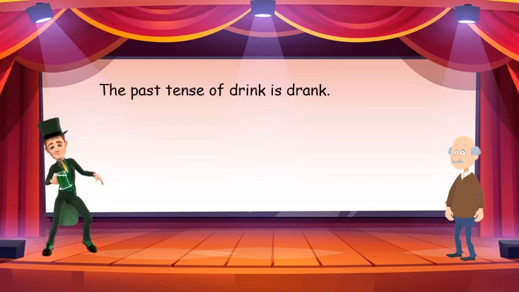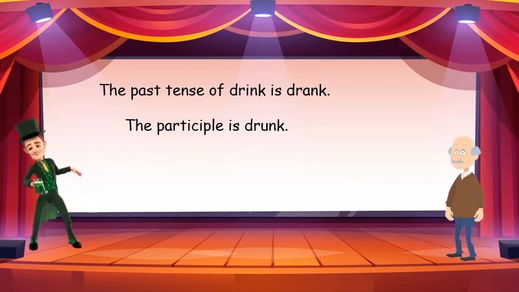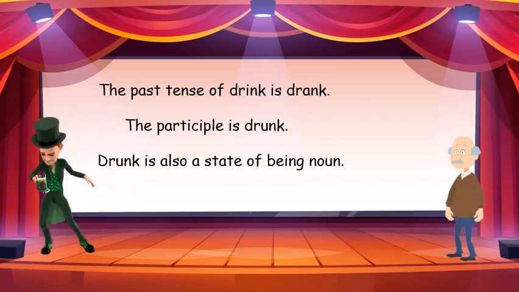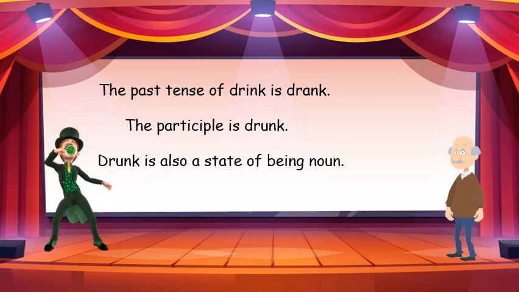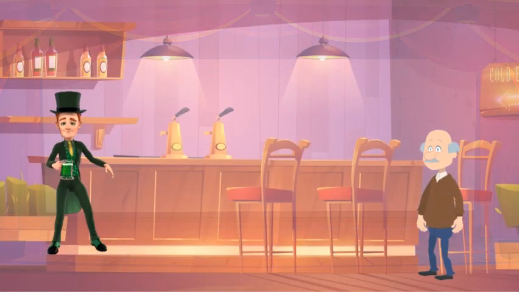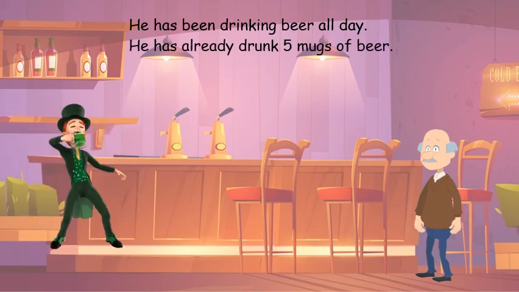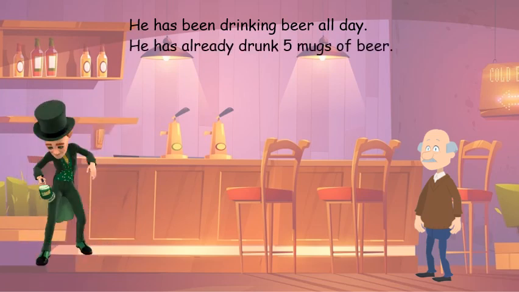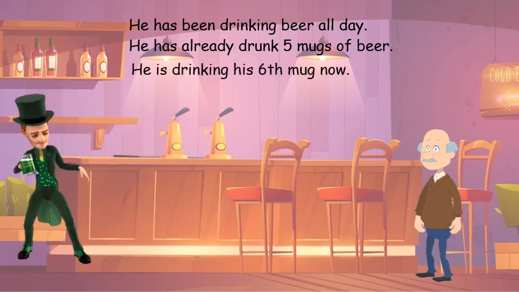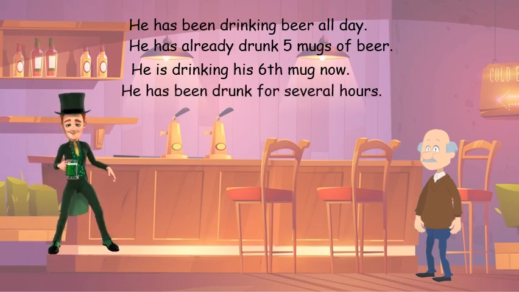The past tense of drink is drank. The participle is drunk. Drunk is also a state of being noun. He has been drinking beer all day. He has already drunk 5 mugs of beer. He is drinking his 6th mug now. He has been drunk for several hours.